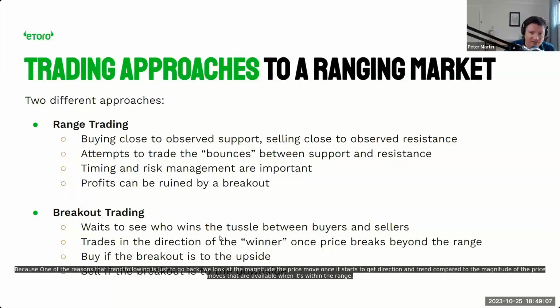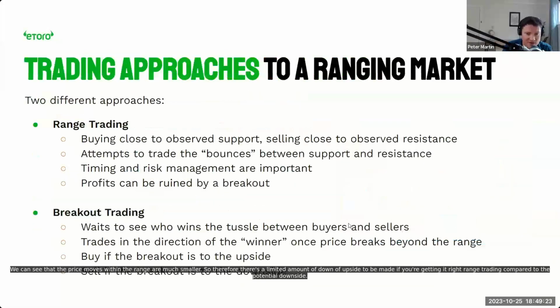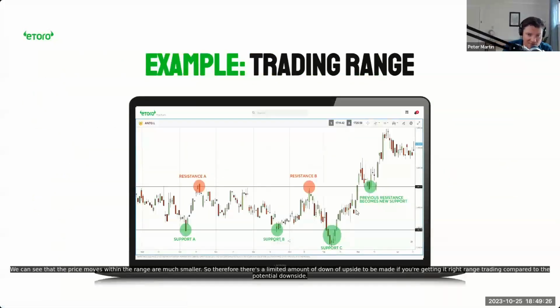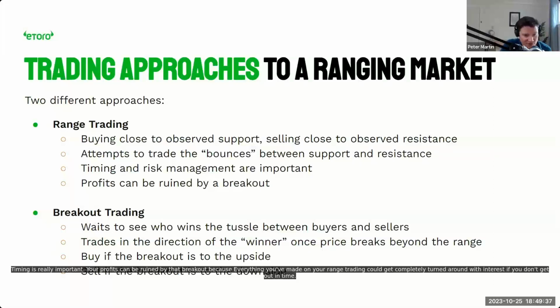one of the reasons that trend following is, just to go back, we look at the magnitude of price move once it starts to get direction and trend compared to the magnitude of the price moves that are available when it's within the range. And we can see that the price moves within the range are much smaller. So therefore, there's a limited amount of upside to be made if you're getting it right, range trading, compared to the potential downside you could get when you're on the wrong side of it breaking out. So risk management's really important. Timing's really important. Your profits can be ruined by that breakout, because everything you've made on your range trading could get completely turned around with interest if you don't get out in time once it breaks out.